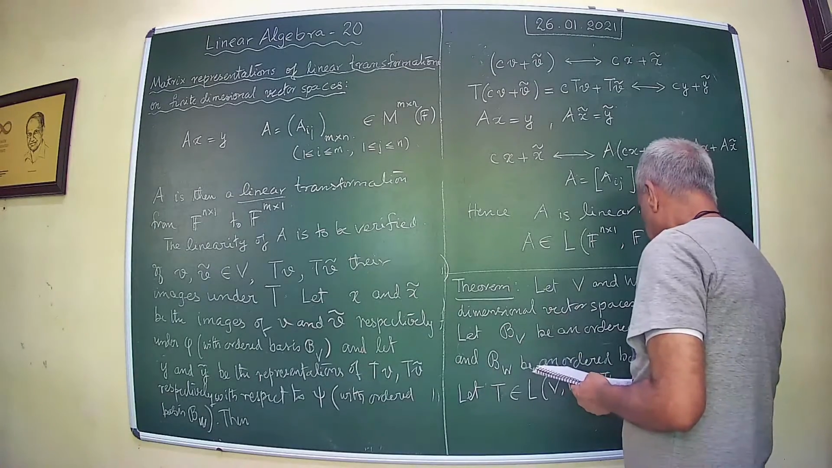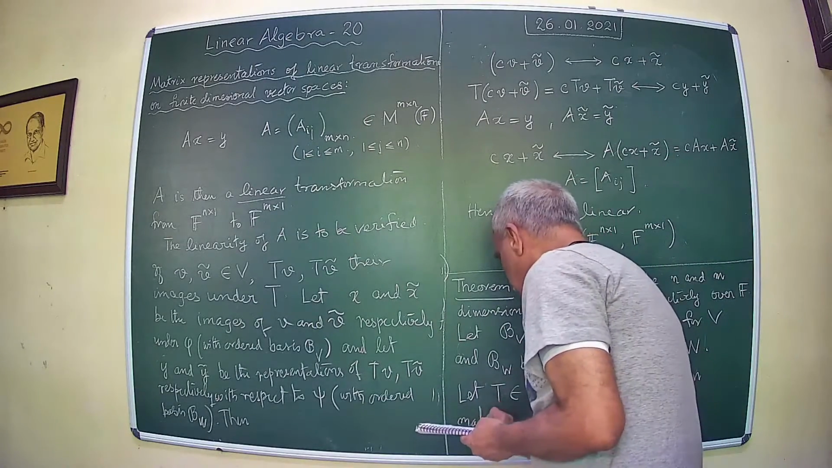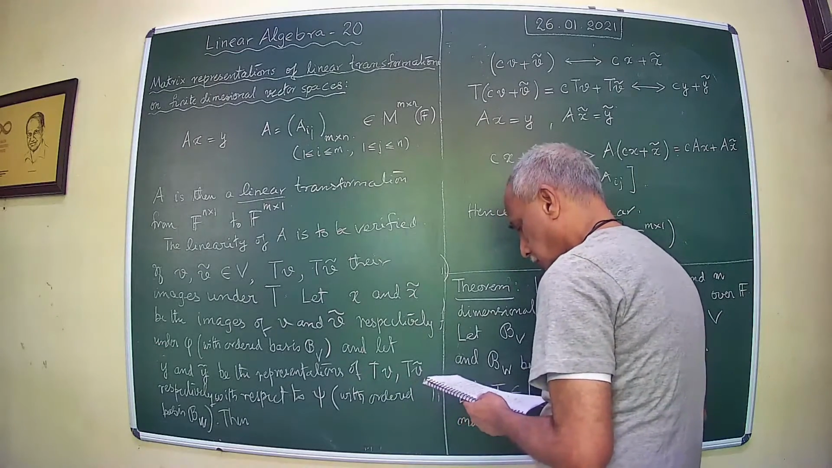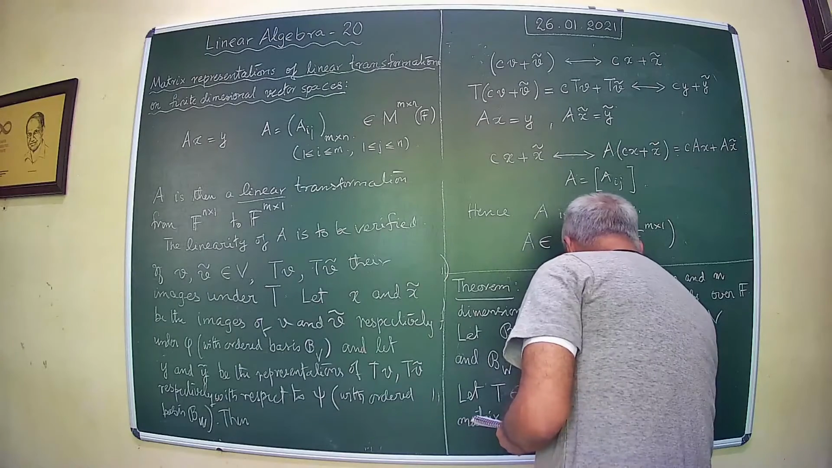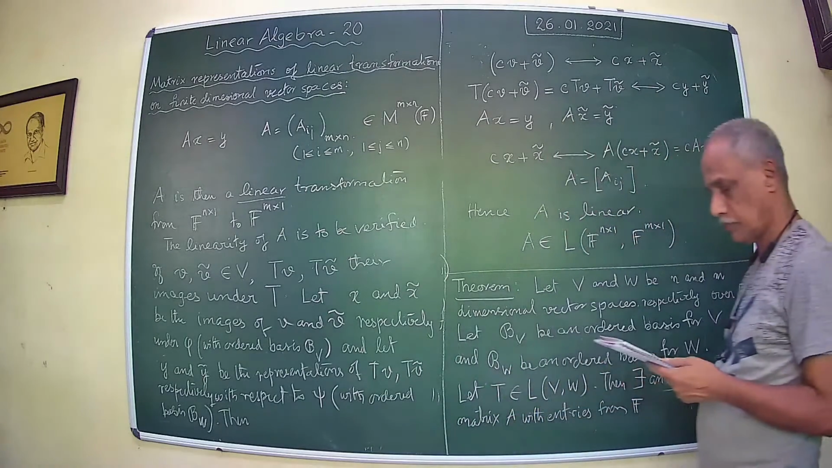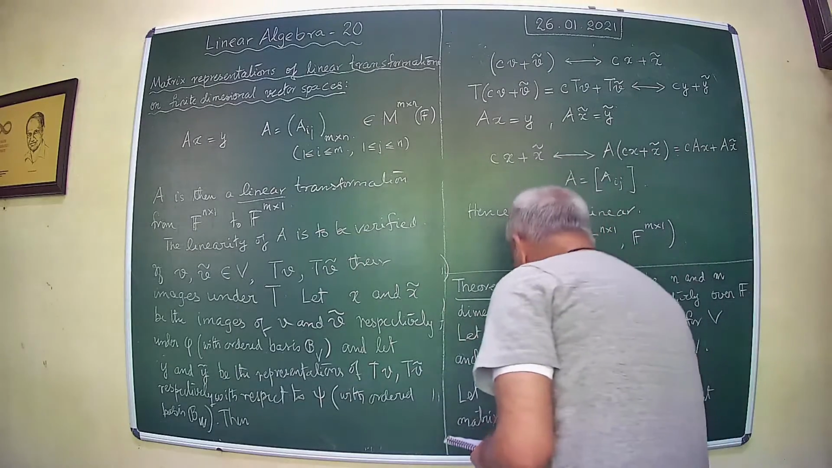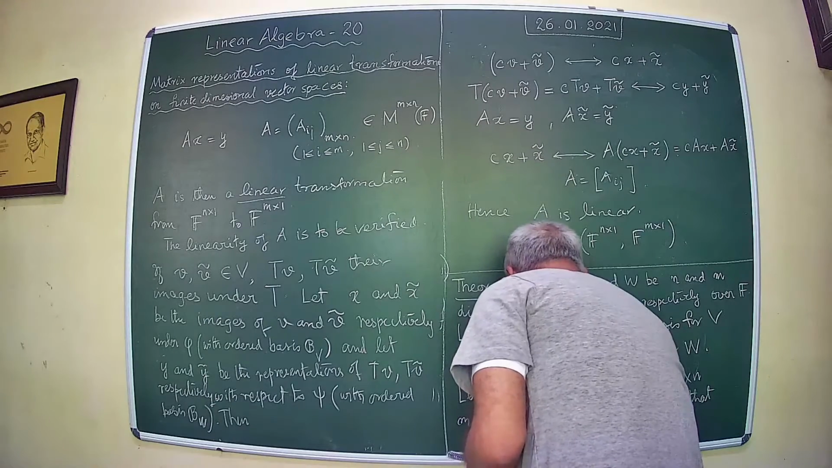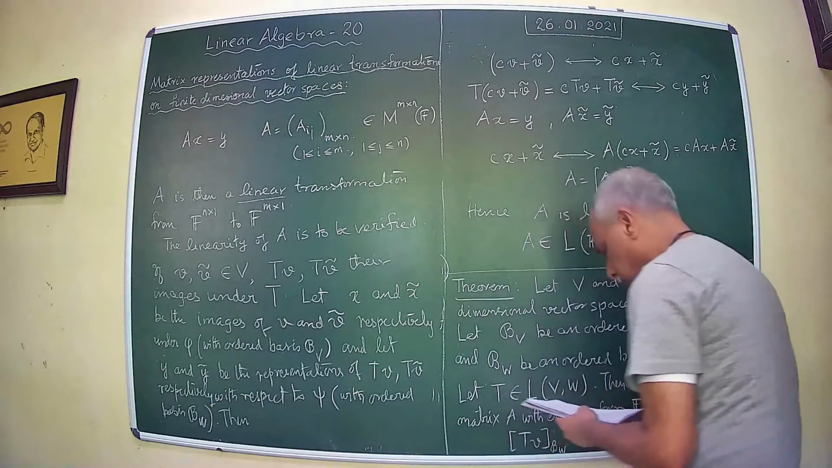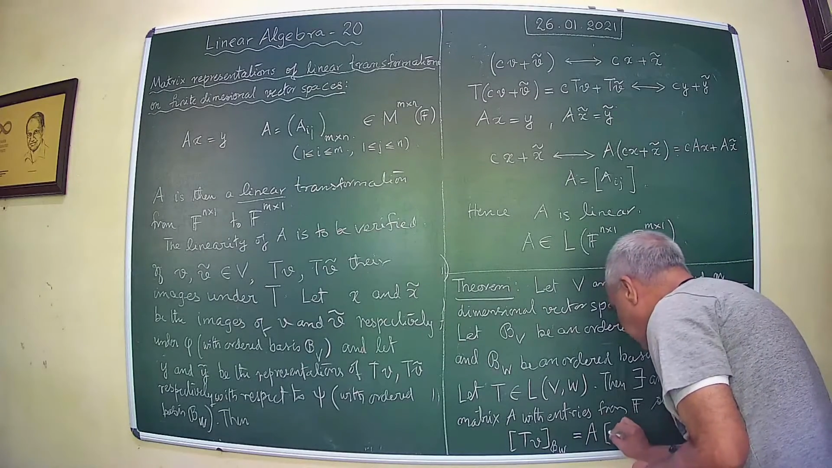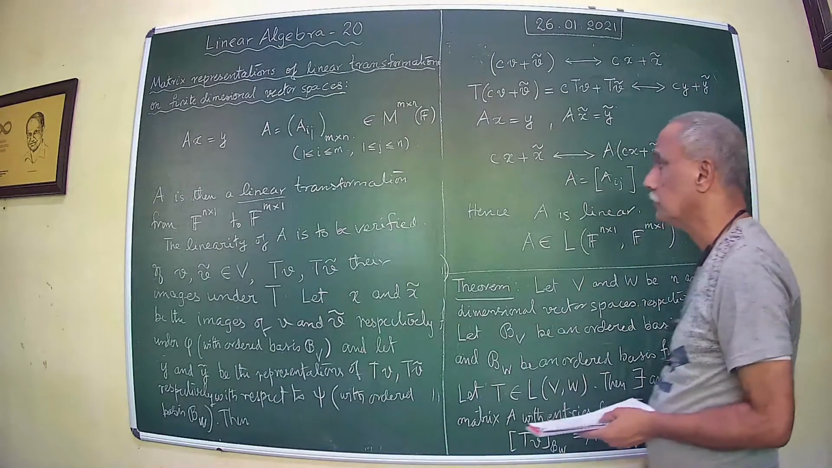Then there exists an m by n matrix A with entries from F such that the representation of T(v) with respect to C is equal to A times the representation of v with respect to B, where these correspond to the column vectors.